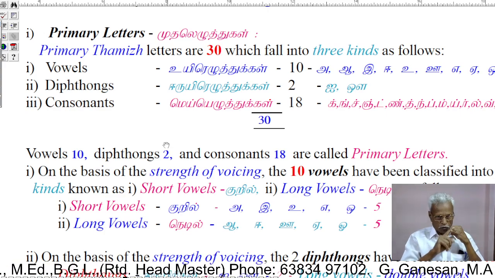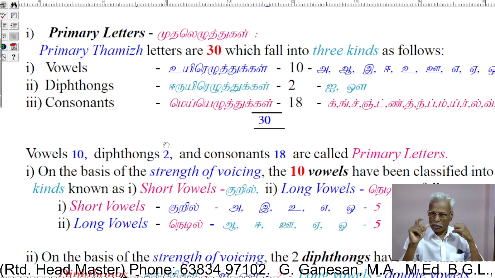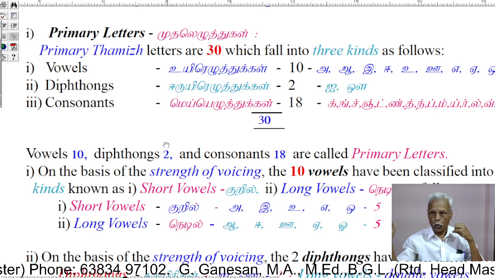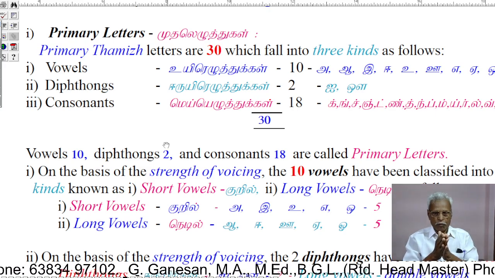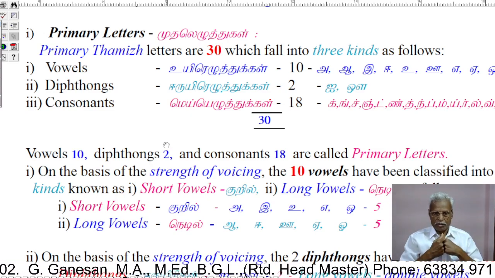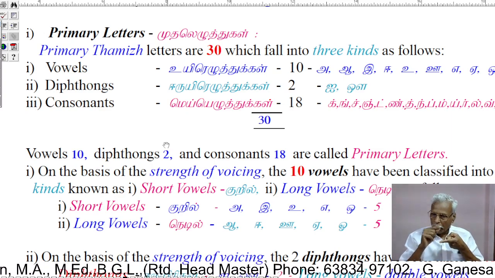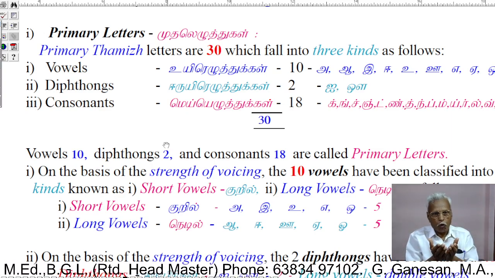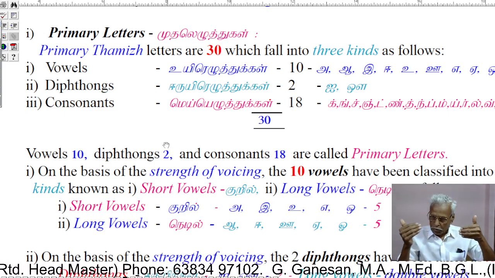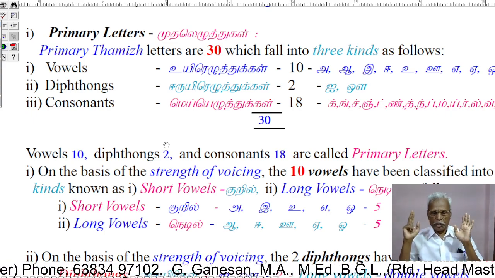One is vowels, உயிரெழுத்துக்கள். There are 10 in number: a, e, u, e, o. These 10 phonemes, letters, are vowels. Then diphthongs, ஈருயிரெழுத்துக்கள், 2: I and o. A and e combine forming I, and a and u combine themselves forming o. So I and o are ஈருயிரெழுத்துக்கள், diphthongs.